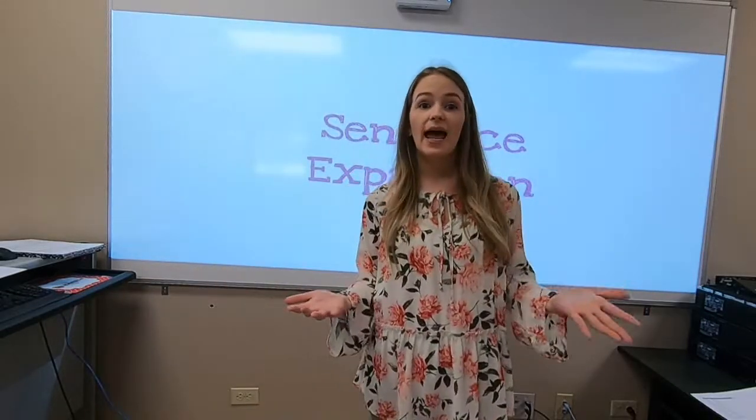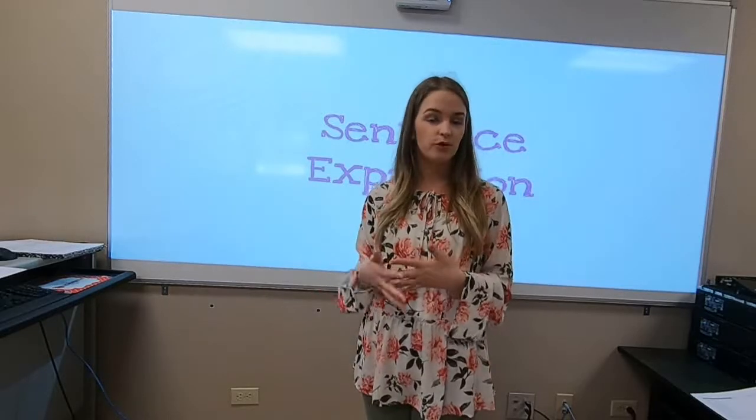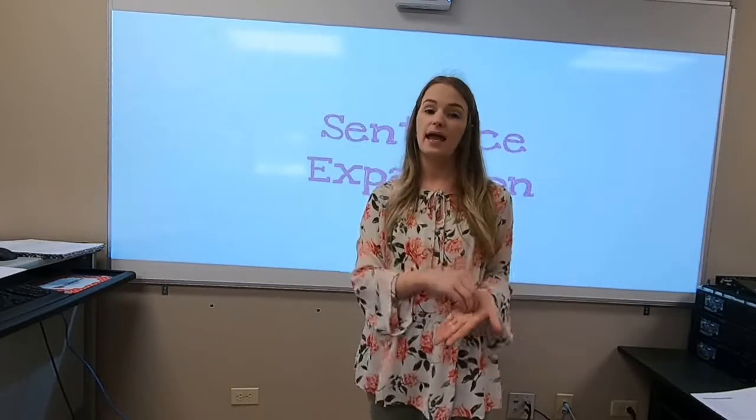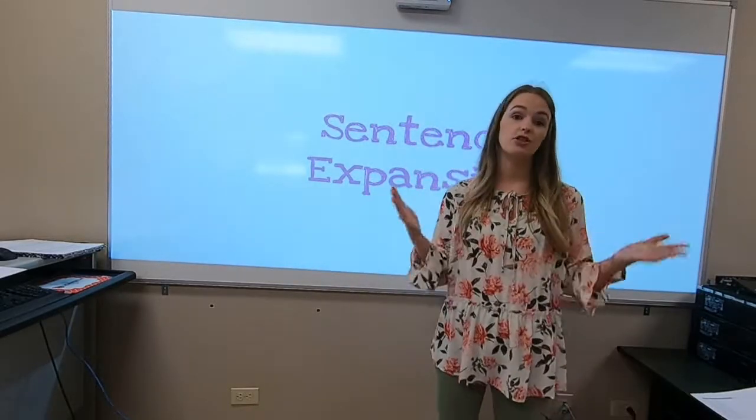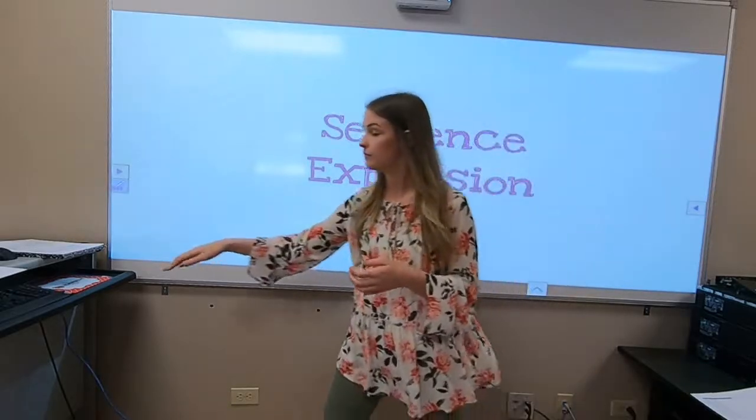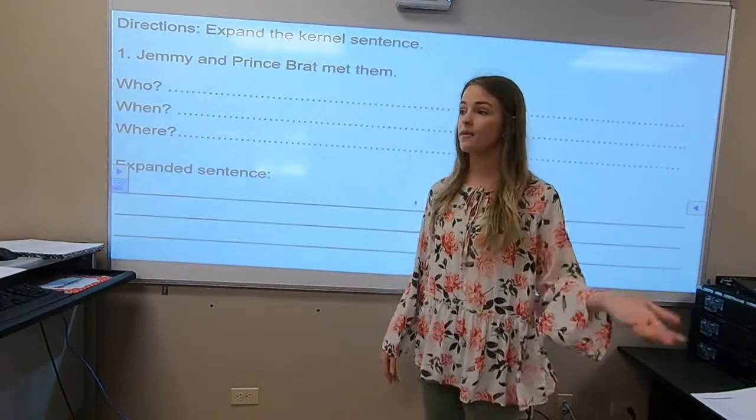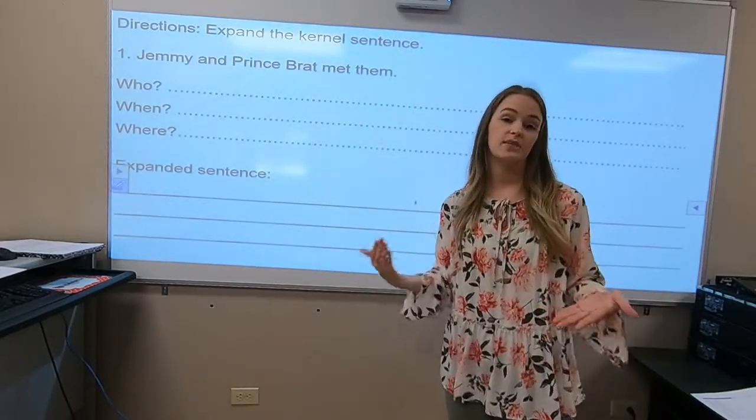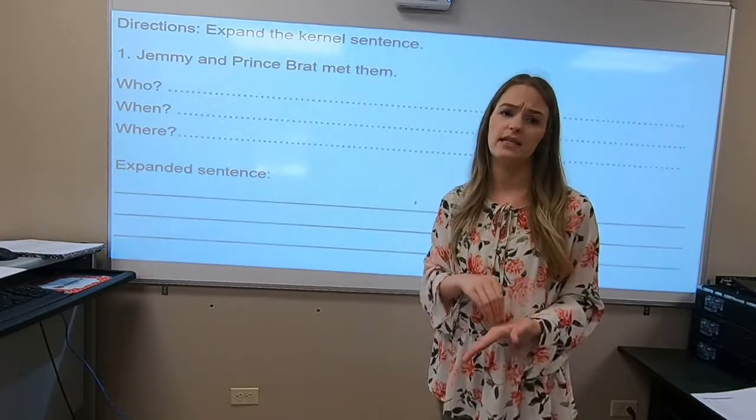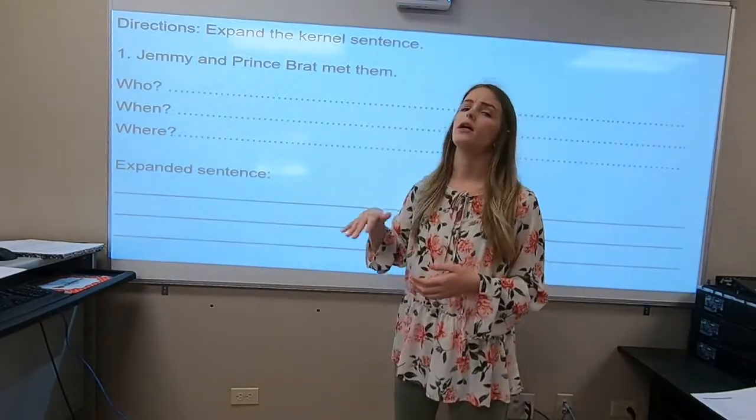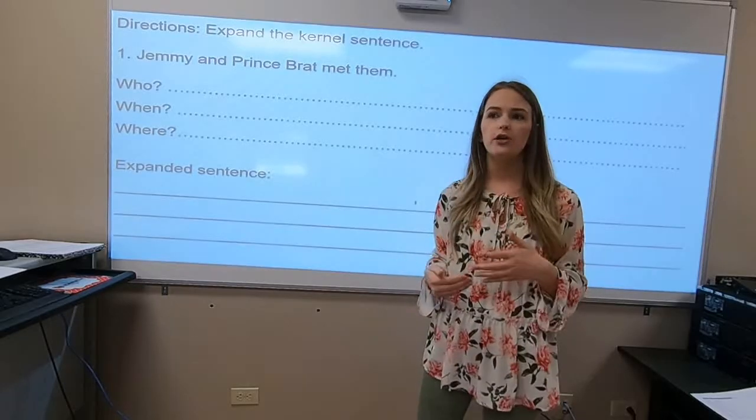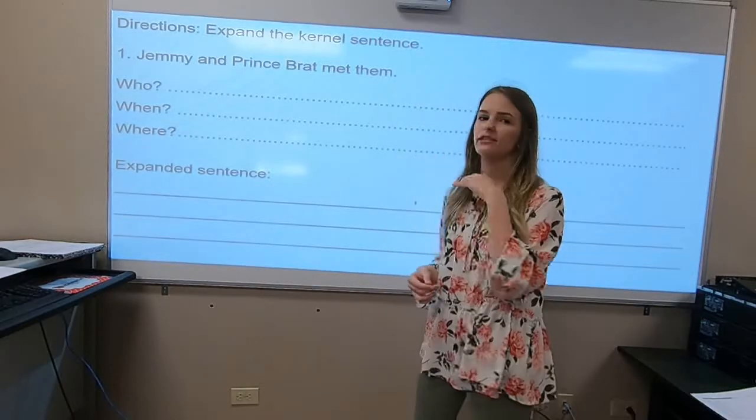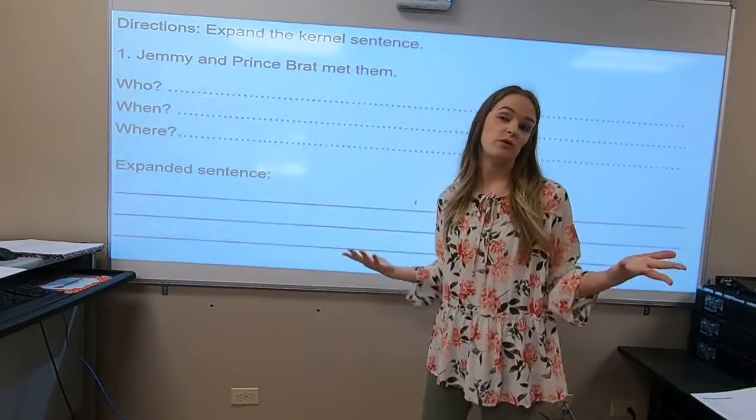So now that we've seen how authors add imagery words to describe the setting of the story and to set a mood in the story, it's your turn. Our directions are to expand the kernel sentence. Remember, we do these sentence expansions to practice adding details to our writing. So whenever we add details, remember that spooky mood the author has already set up and see what details we can add to match that spooky mood.